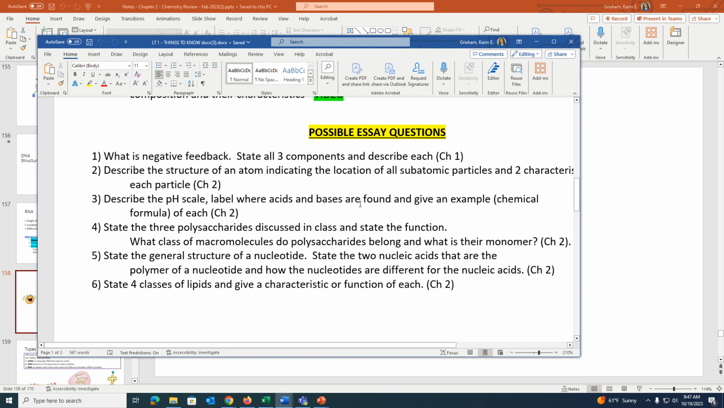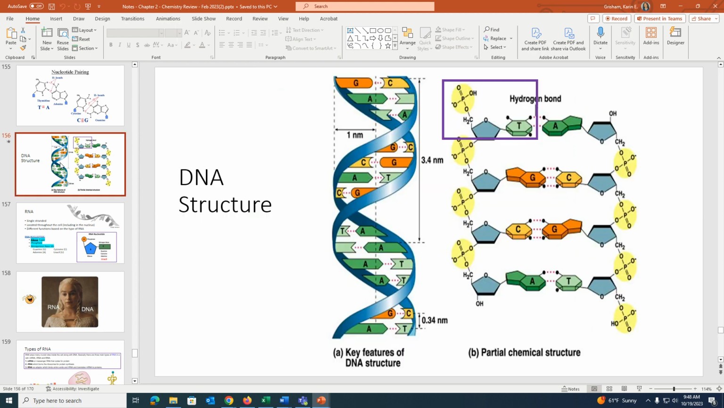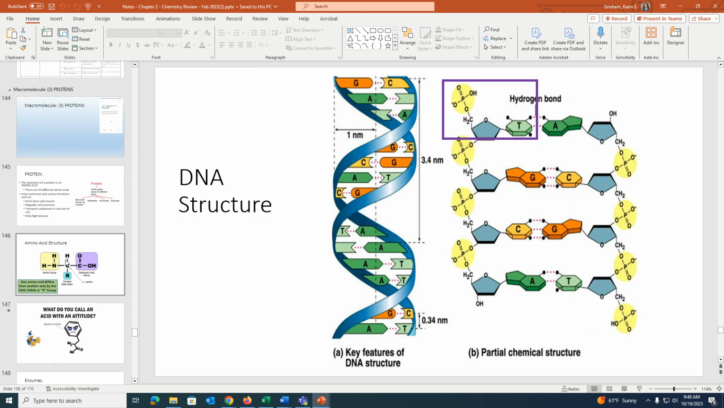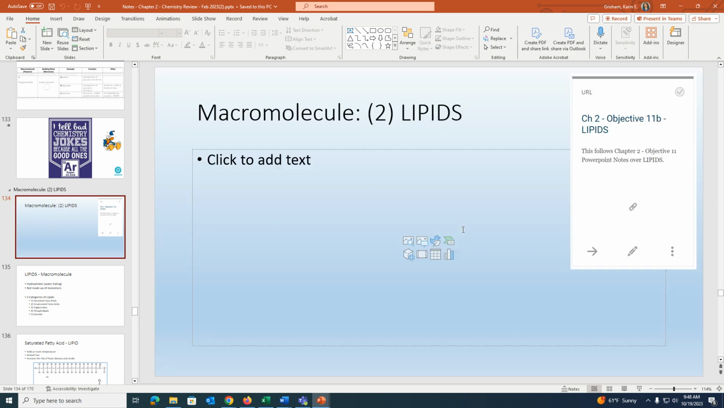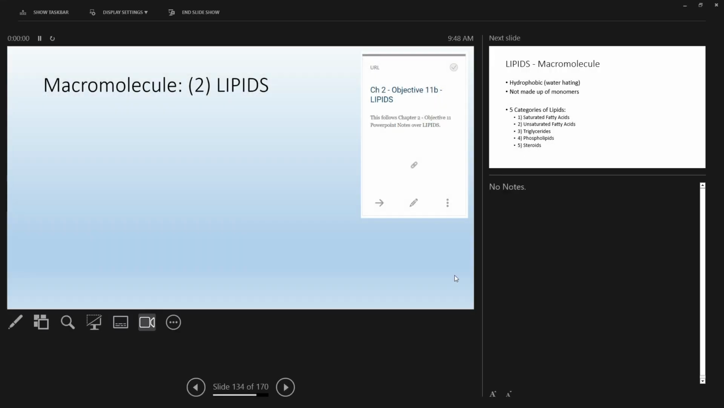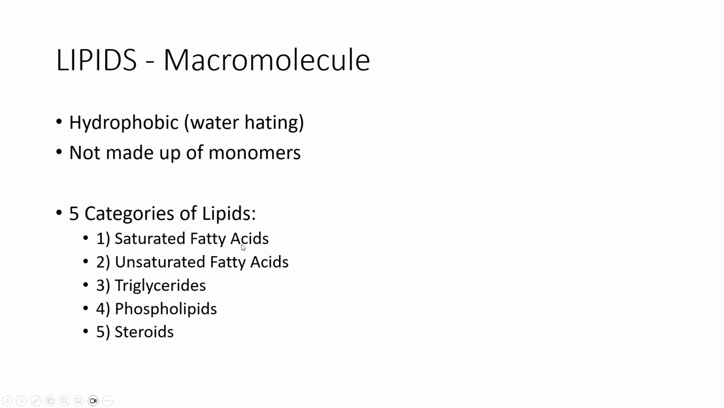The last question, the last possible question, state 4 classes of lipids and give a characteristic or function of each. So let's go to the lipid section of the macromolecules. We're going to be around slide 134. So the 4 classes of lipids. I've given you 5. You just have to pick 4 of these 5.